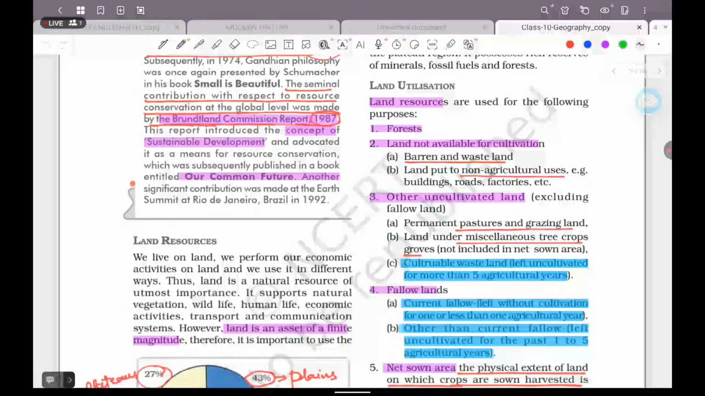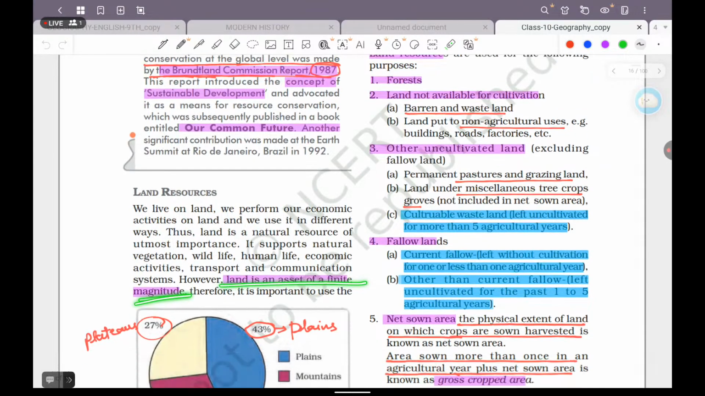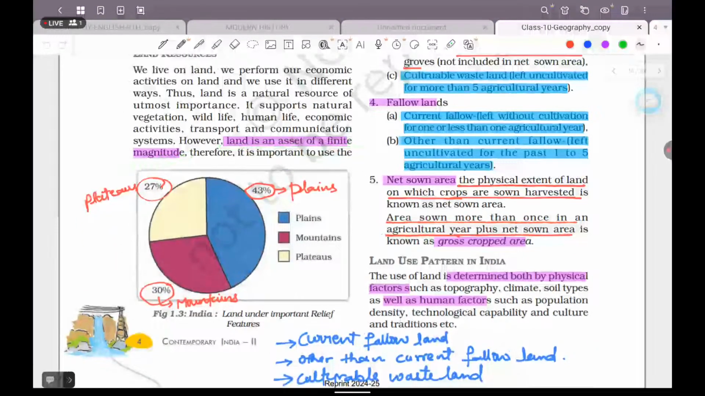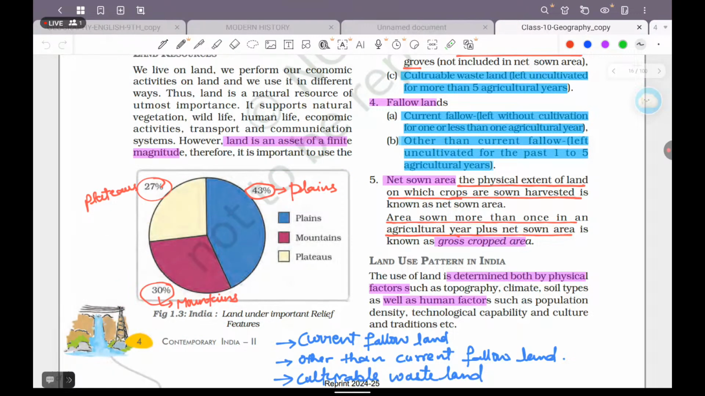So the first resource, if we talk about land resources, land is an asset of finite magnitude. Why? Because land is 43% plains, 30% mountains, and plateau is 27%. It means that of the total land available, 43% of the land is plain, 30% is mountain, and 27% is plateau. It means that the complete land is not plains, or mountains, or plateaus.